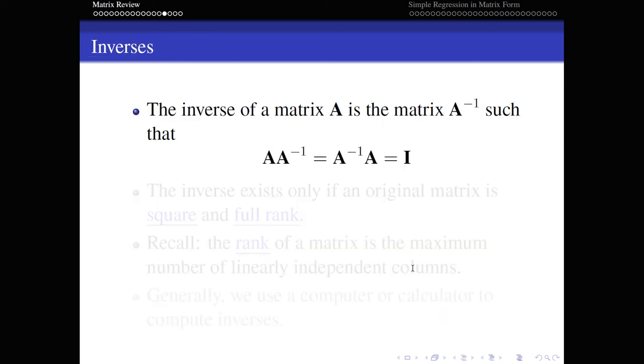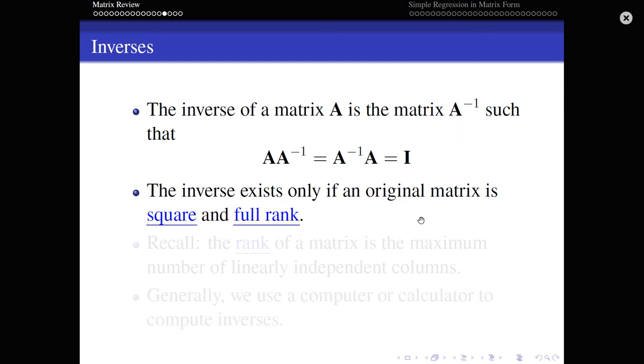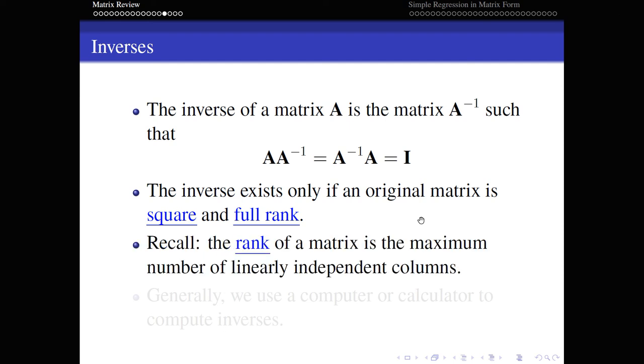Now, the inverse of a matrix is denoted as that matrix to the -1 power. A matrix times its inverse is the identity matrix. The inverse only exists if the original matrix is square and full rank, and full rank just means that the matrix has the maximum number of linearly independent columns, so that we don't have two columns that are just copies of each other, or where one column is just another column multiplied by a scalar, or could be created from a combination of other columns.